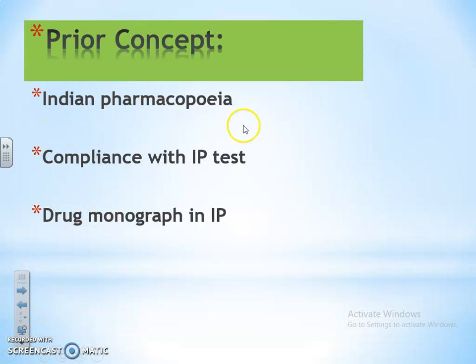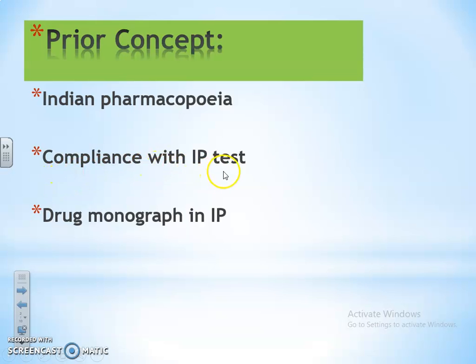We know the Indian Pharmacopoeia is nothing but what? It's an official pharmacopoeia, an official book in which the monographs of the drugs and medicinal substances are given, as well as how to prepare the reagents and how to validate the reagents. It has been given in this official pharmacopoeia, that is Indian Pharmacopoeia.